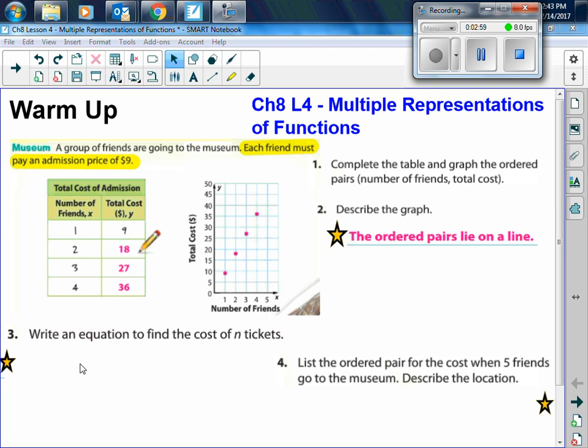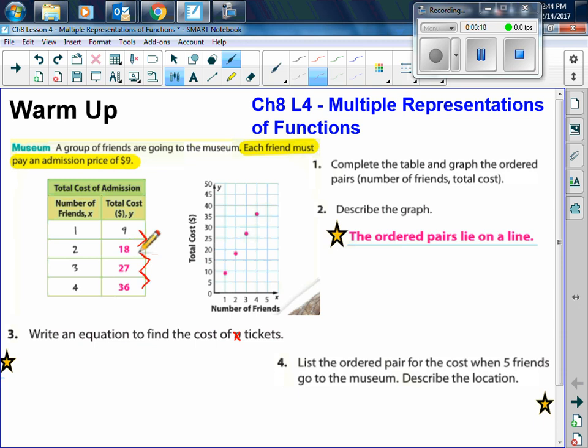Now, number 3 says, write an equation to find the cost of X tickets. Find the cost of X tickets, okay? Looking at our function table, we're going to look at how our Y value changes. So 9 to 18, 18 to 27, and 27 to 36. We're going to add 9 each time, right? So we add 9 each time.